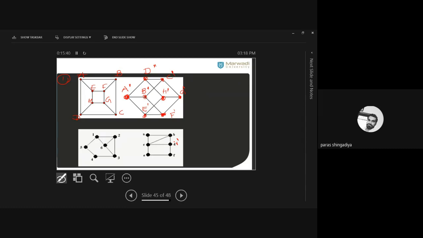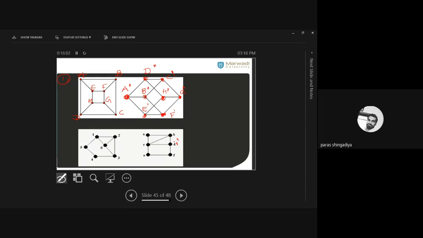Okay, so it is not possible to find the image of 1. Is it clear? It is not possible to find the image of the first vertex in the second graph, and you have to verify it for all the vertices. So here it is not possible for the first vertex, so it is not an isomorphic graph. Is it clear? It is not an isomorphic graph.